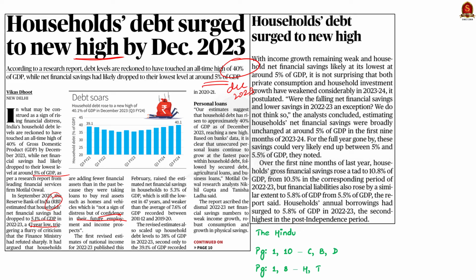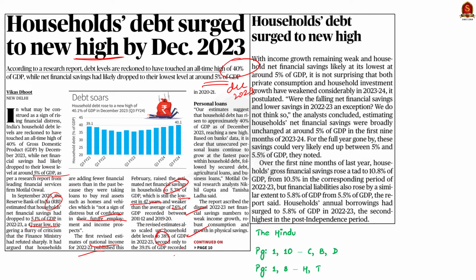Revised national income estimates for 2022-23 showed slightly higher savings at 5.3% of GDP, still the lowest in 47 years, and weaker than the average of 7.6% recorded between 2011-12 and 2019-20. Household debt levels were also revised upwards to 38% of GDP in 2022-23, the second highest after the previous year's 39.1% of GDP. So this is about the article.